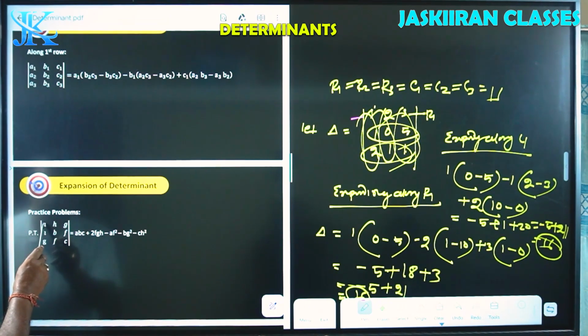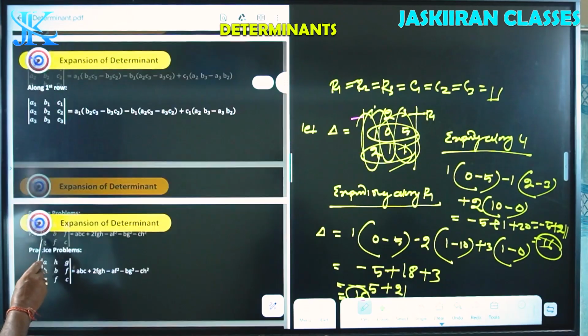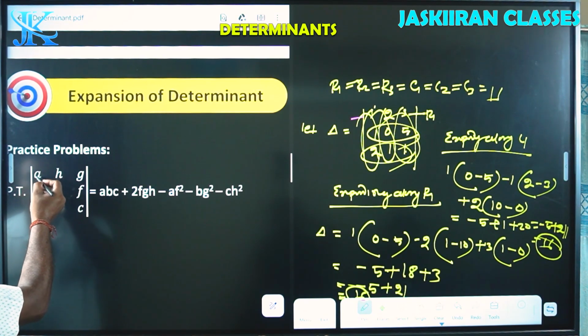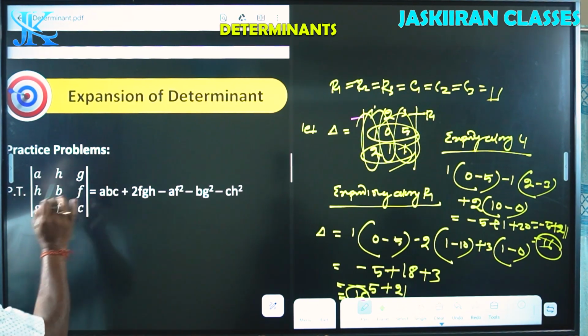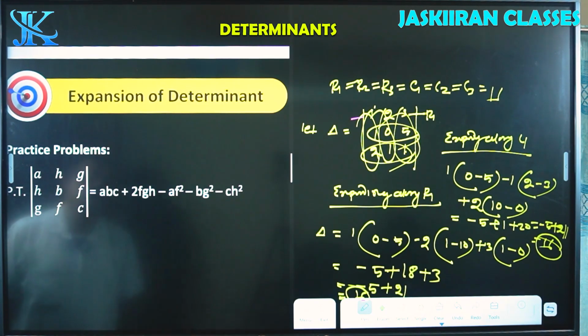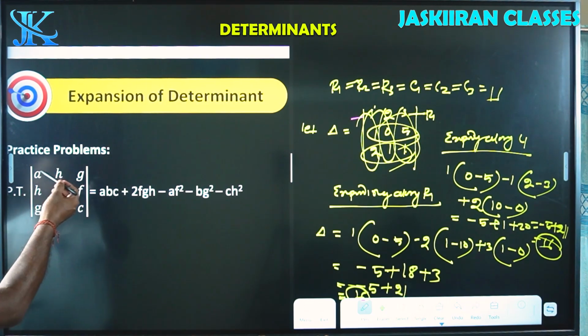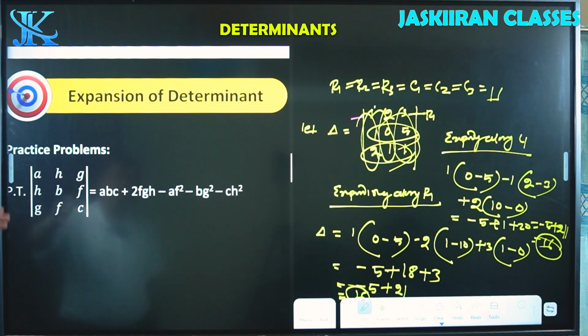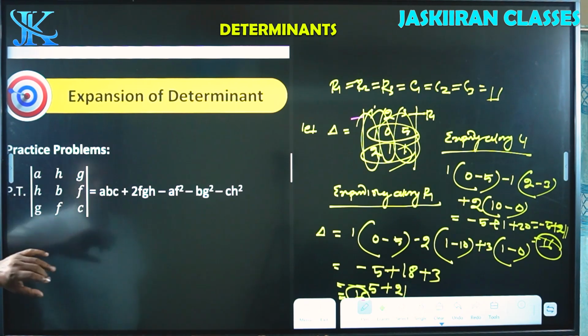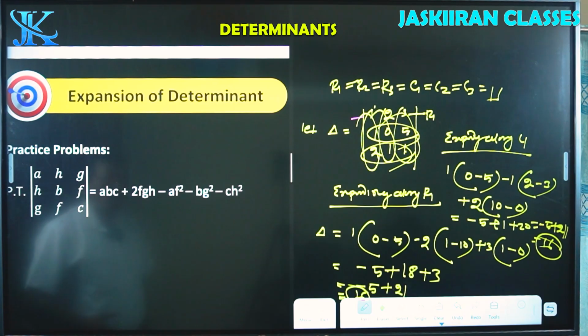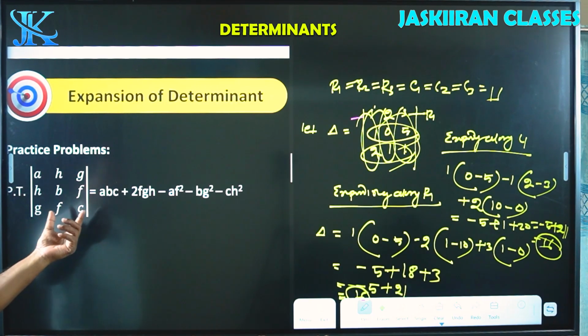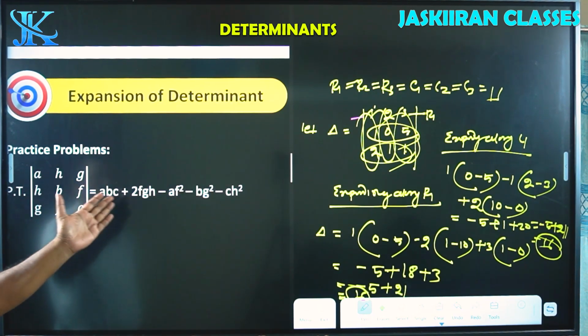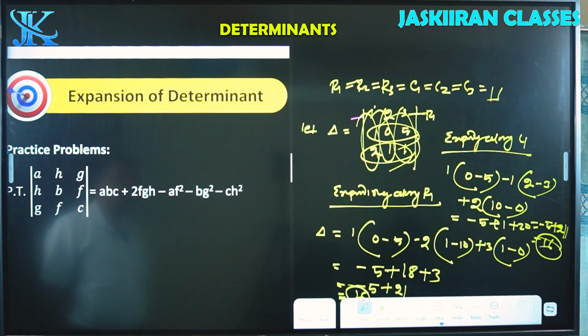A into, expanding, omitting the first column and third row, then B, F, F, C. That is the second order determinant. Then minus H, then also G, then we get the determinant. Second order determinant. I mean, expanding along the first row, second row, third row, first column, second column or third column, the result is always the same. That is ABC plus 2FGH minus AF square minus BG square minus CH square.